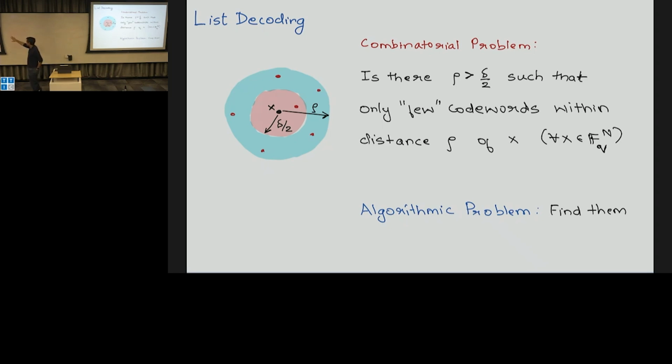We'll mostly just talk about the combinatorial question today, just about saying, if I corrupt a codeword in a slightly larger number of positions, how do you show that there is only a small number of options?